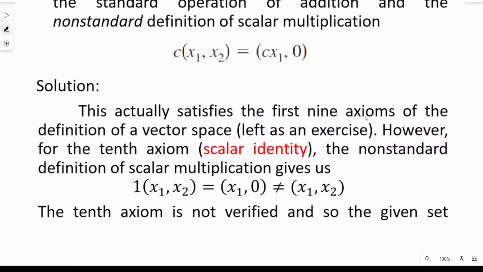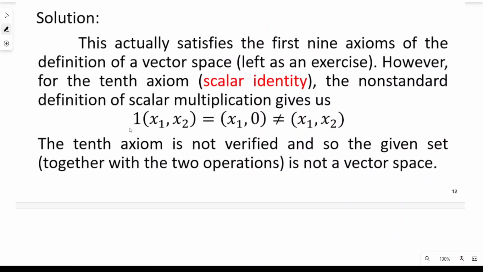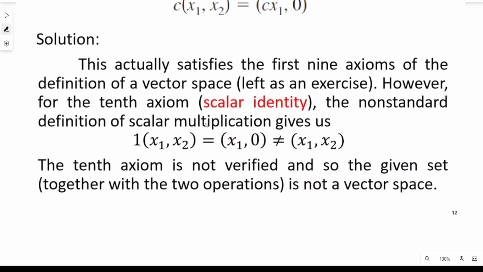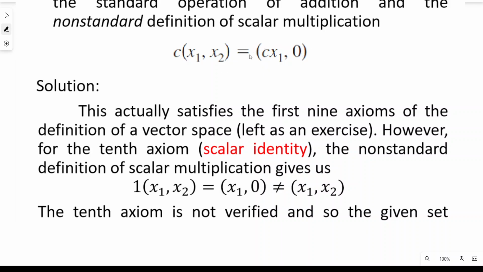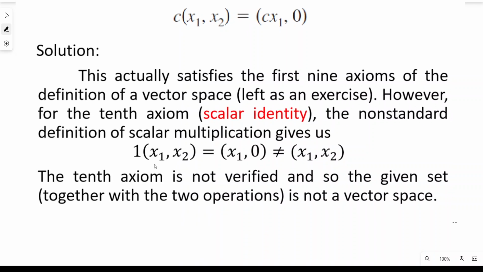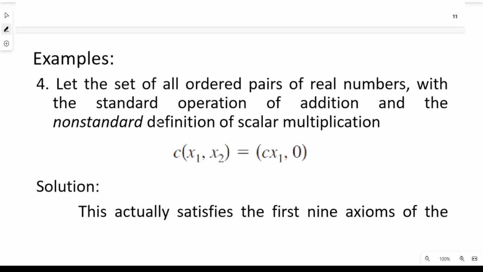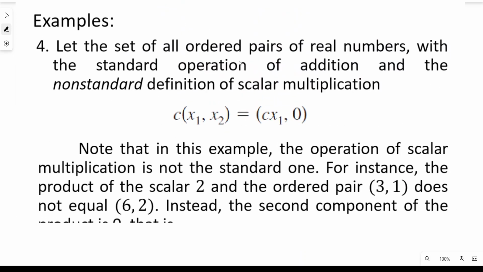However, it does not satisfy the very last axiom, which is about the scalar identity. Now, you can verify that it indeed satisfies all the first 9 axioms, but for the last axiom, instead of having 1 times (x1, x2), by definition of its scalar product, because this is not your typical scalar product, this will just be (1·x1, 0), that is (x1, 0), and then the second component would be 0. And this is not equal to your original vector (x1, x2), so that we cannot have 1 times (x1, x2) equal to (x1, x2), because the second component of the scalar product would be 0. So the 10th axiom is not satisfied. Therefore, this particular definition of the scalar product will not make this set of ordered pairs into a vector space, just because of the definition of this non-standard scalar multiplication.